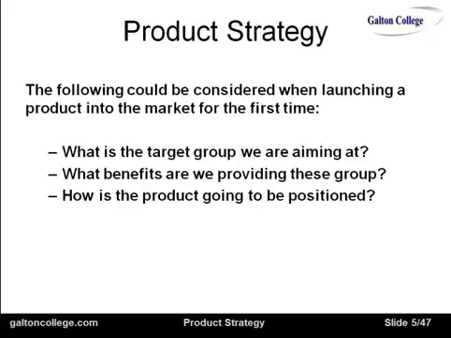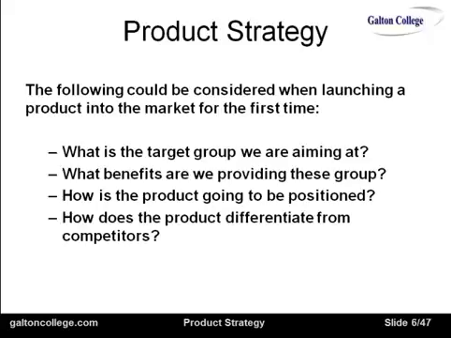How is the product going to be positioned in the market? Is it going to be positioned at the lower end, cheap price, low quality, or high price, high quality? Or whereabouts in the spectrum is it going to be placed? What's its position in the market? And who are its competitors within the market? So how does the product become differentiated from the competitors? What's different about the product compared to the competitors?